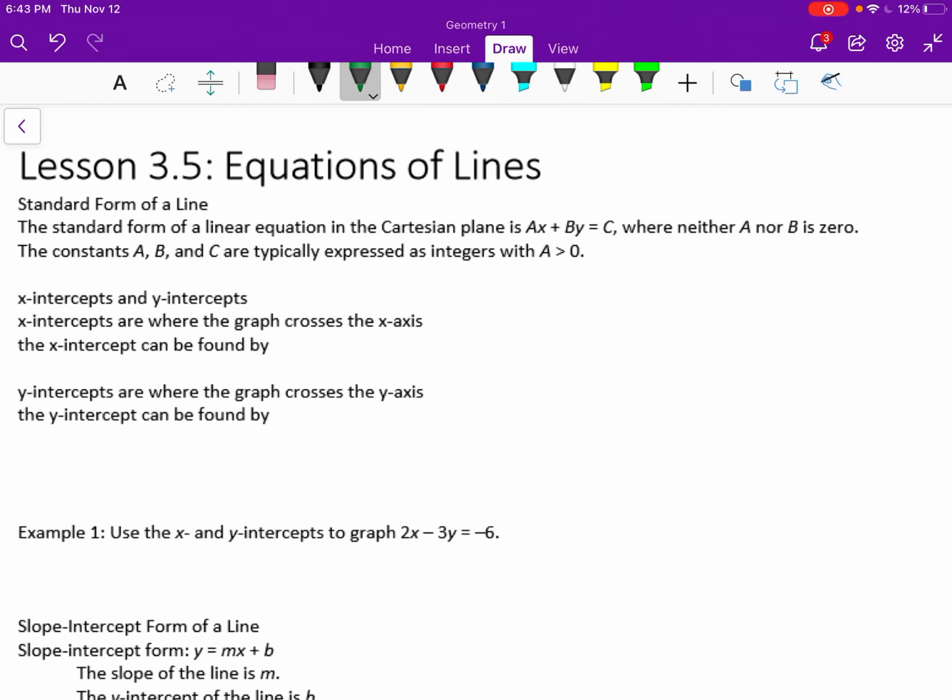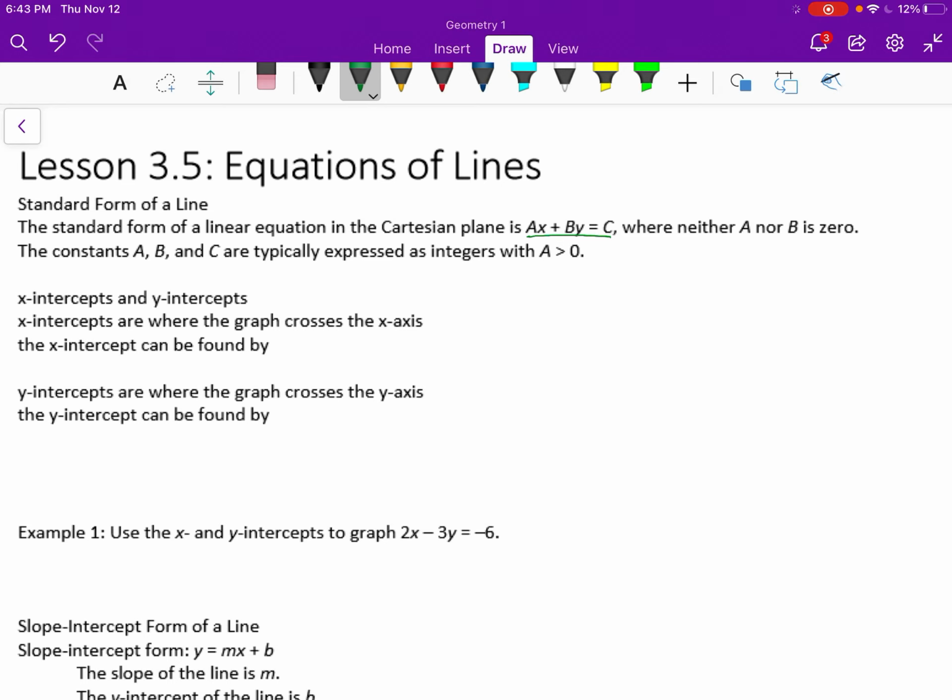Standard form of a line is in the form ax plus by equals c, where neither a nor b is 0. And you usually want them to be integers, and you want a to be positive. In fact, you don't really want them to have common factors. So if you can divide everything by a number to reduce everything, you want to do that.